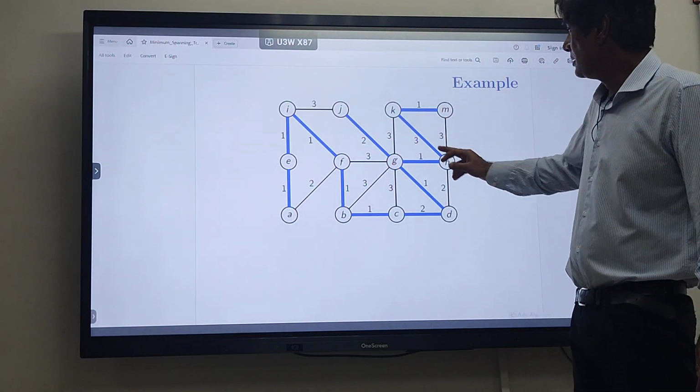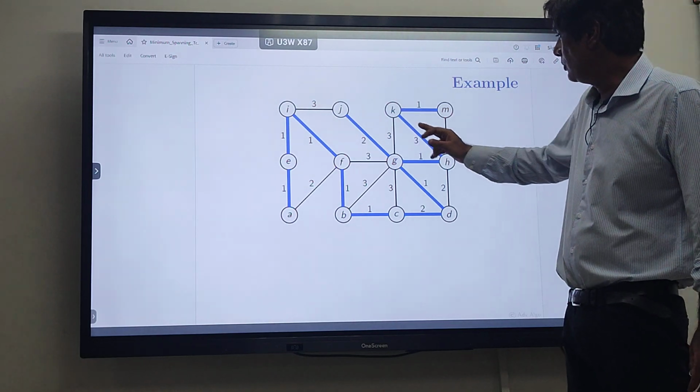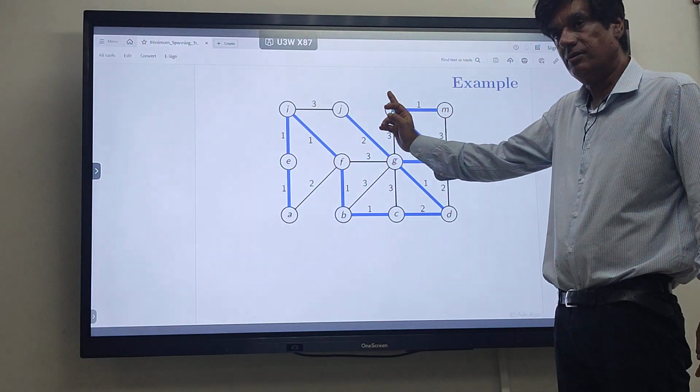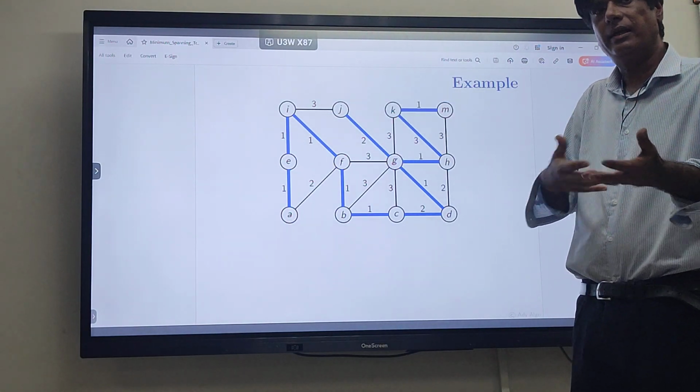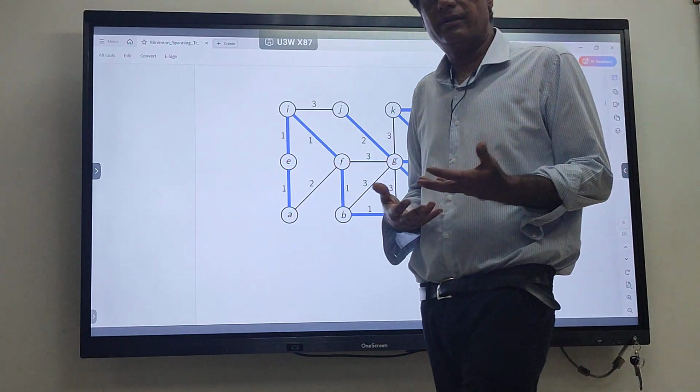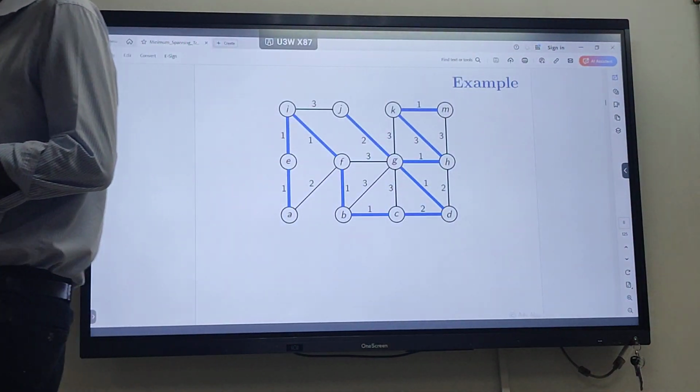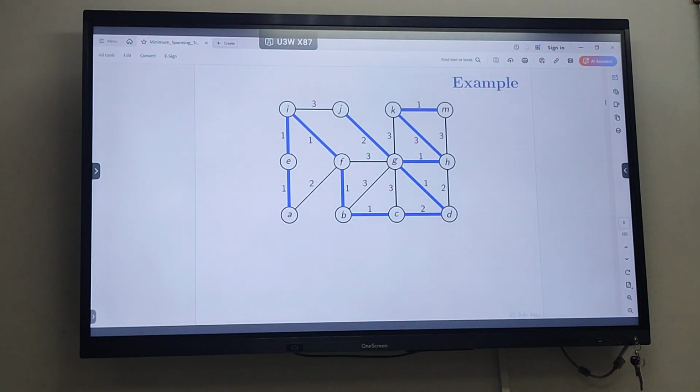Of course, we have to include either this or this one. Otherwise, this node will not be connected. Okay? So we still have to connect it. So it's not like we just remove all the maximum edges. We have to make sure it remains connected.